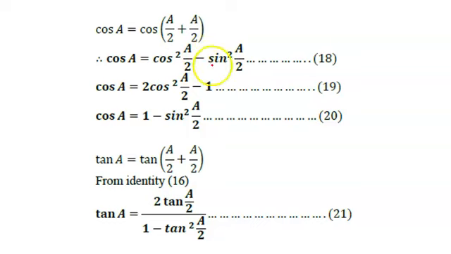cos A can be written as cos squared A on 2 minus sine squared A on 2, which is the same as 2 cos squared A on 2 minus 1, and 1 minus 2 sine squared A on 2. So let's look at tan. The tan will also take the same shape. So we have tan A equal to 2 tan A on 2 over 1 minus tan squared A on 2.